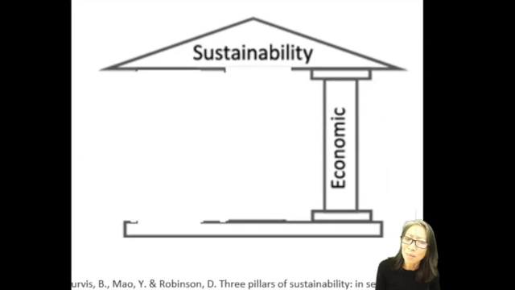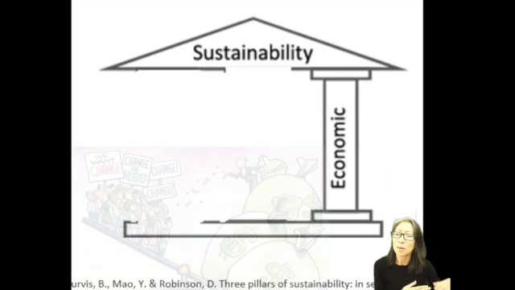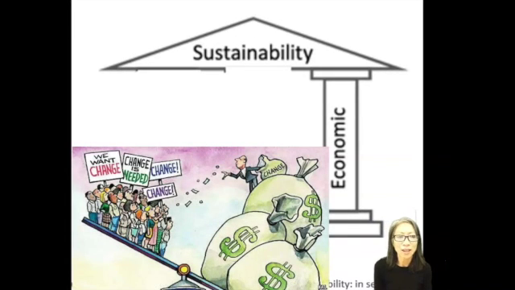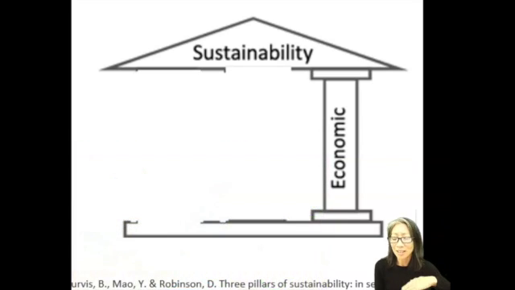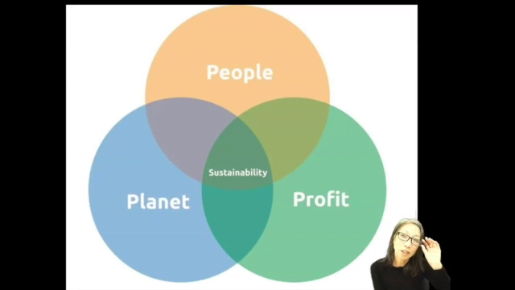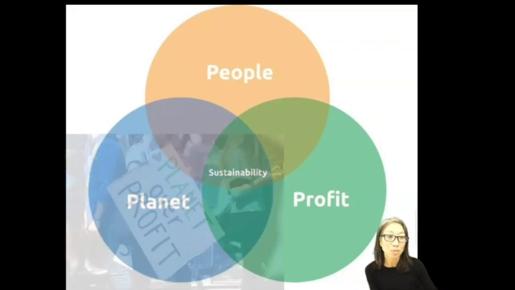Unfortunately, most commonly, the economic pillar is the most important pillar, and the other two are forgotten, the social and the environmental. Well, that means that this roof is going to come down, and that process, action, activity is not sustainable. Another definition is that you could call the environmental pillar planet, and the social pillar people, and the economic pillar is profit. For an action, activity, or process to be defined as sustainable, the people have to be equally as important as the planet and as the profit.